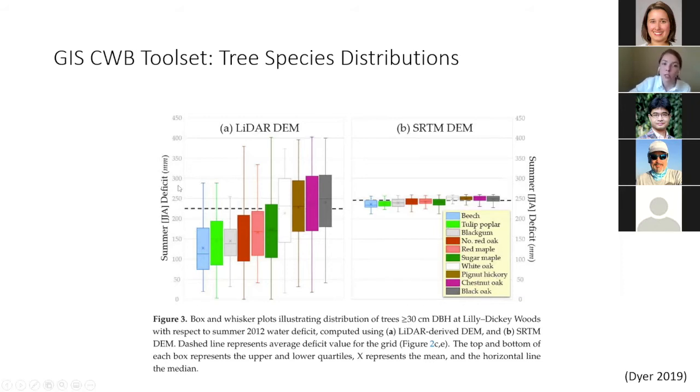So he has a summer deficit from that toolset output, so June, July, and August deficit. And then he's shown where these tree species are falling along this site. On the left, we have more mesic species such as beech and tulip poplar at the lower end of this summer deficit. And then we have species like chestnut oak and black oak at the upper part of this summer deficit. So he did show that it was able to pretty well differentiate between some of these species.